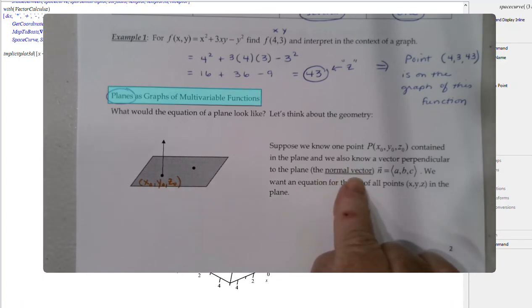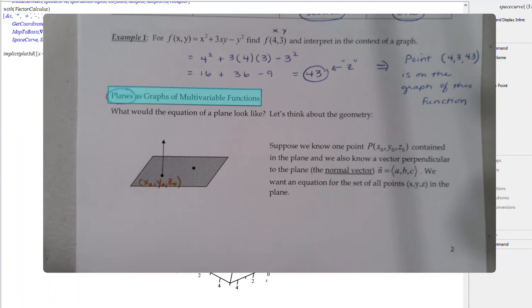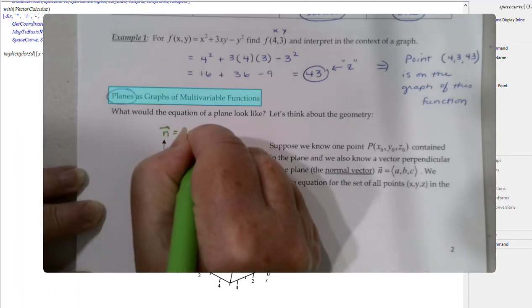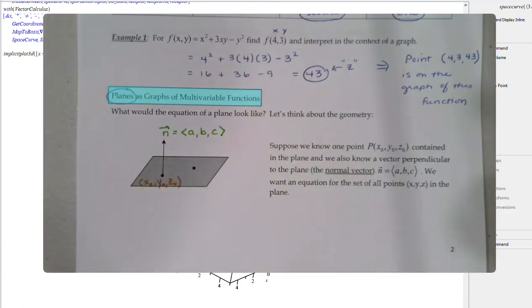Perpendicular, we often use the word normal, right? So the normal vector or perpendicular vector to that plane, I'm going to call that n, and we'll suppose that it has coordinates a, b, and c. So this n vector is the vector ABC, and it is perpendicular to the plane.